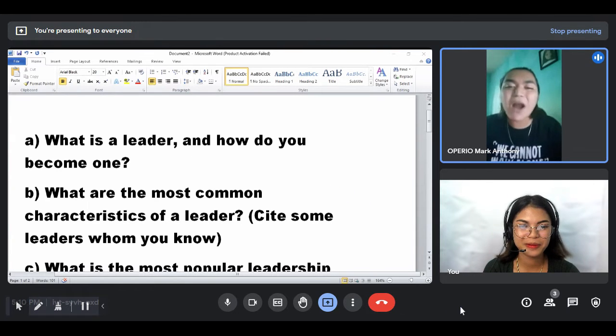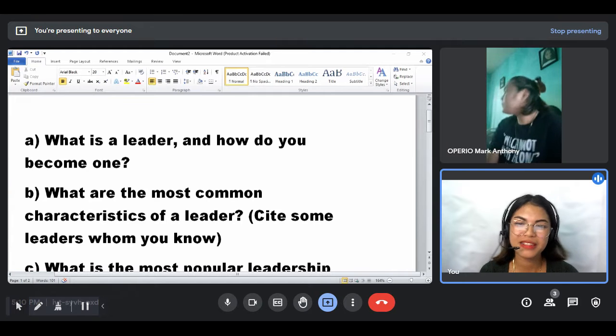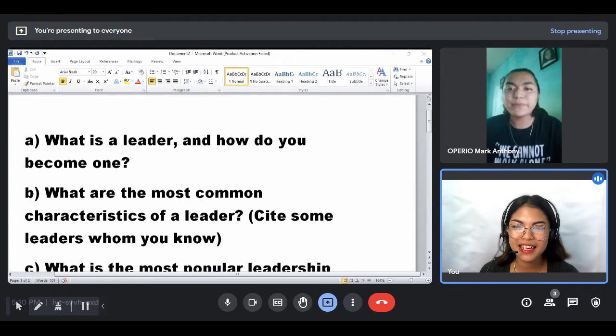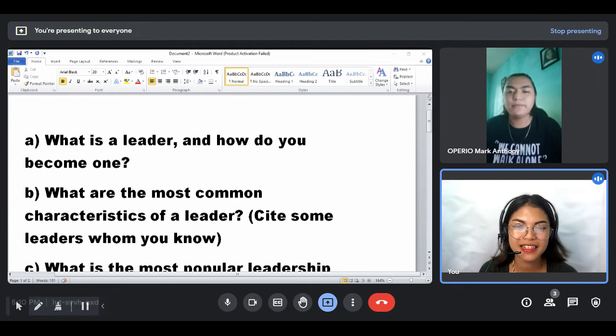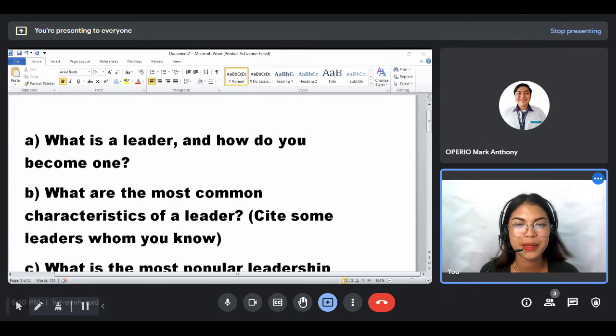What are the most common characteristics of a leader? Cite some leaders whom you know. Okay, thank you. According to my research, purpose: without a sense of purpose, it's hard to motivate team members. A leader empowers people to see the intention behind specific goals and enables them to take an equal part.